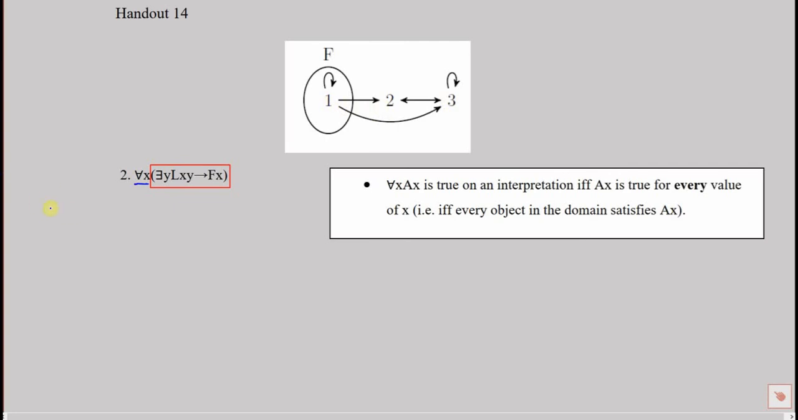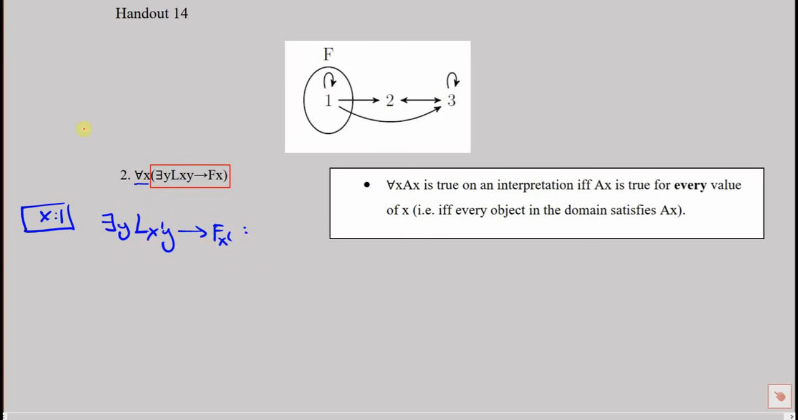So let's treat x as referring to object 1. What we get is that you eliminate for all x and treat x as referring to object 1. So you get there is some y, L x1y, arrow f x1. So the question is whether this thing is true.